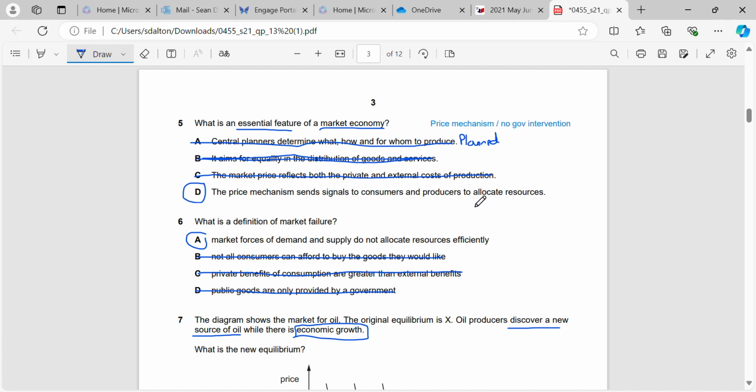The price mechanism sends signals to consumers and producers to allocate resources, which links into point B. That is the reason why we have the efficient distribution of goods and services, not the equal distribution. So if it was equal distribution, it wouldn't matter what or how much of a particular good and service people want to buy. But when it's efficient, if something is not required by people, private firms are not going to make that good and service because they're not going to make money out of it. That would still be efficient because we are meeting the demand of consumers.